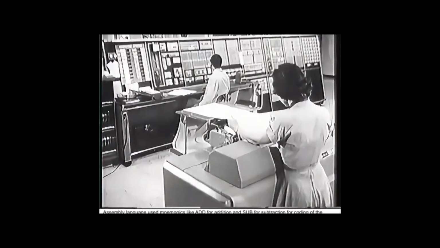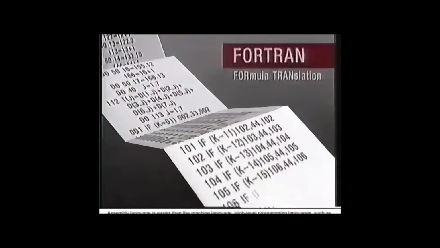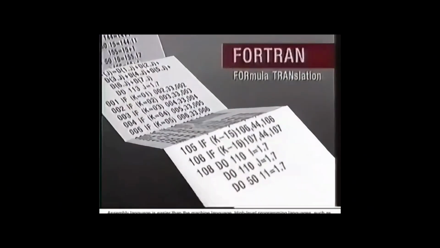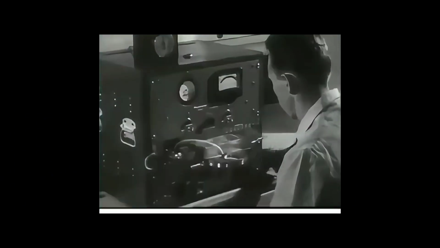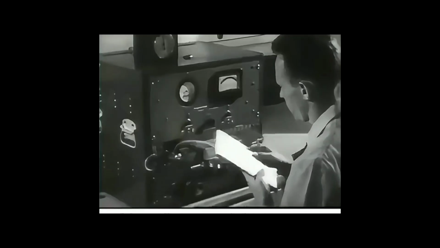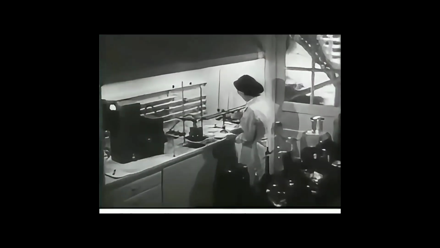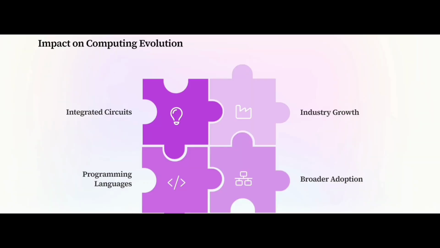And in short, the impact on computing evolution: the transistor made computers better in almost every way. The second generation turned computers from experimental devices into practical tools, paving the way for today's digital world. That's all from us. Thank you.